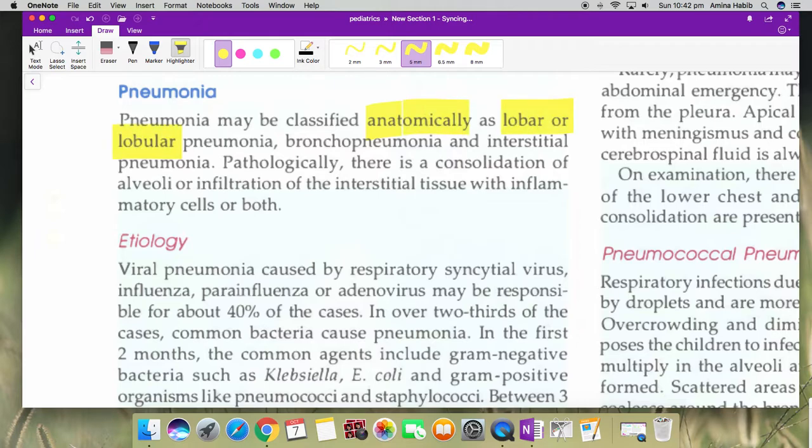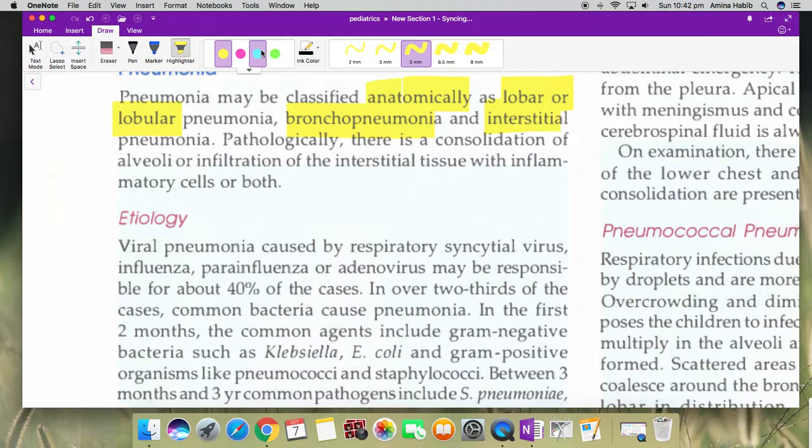Number two, it can be bronchopneumonia. And thirdly, it can be interstitial pneumonia. Whereas on the basis of pathology, there are two things: the consolidation of the alveoli, or if the interstitium is involved, then infiltration of the interstitial tissue with various inflammatory cells, or both components may be there. So one is alveoli, that's the parenchyma. Consolidation of alveoli, and number two, the infiltration of the interstitial tissue with various infiltrates.